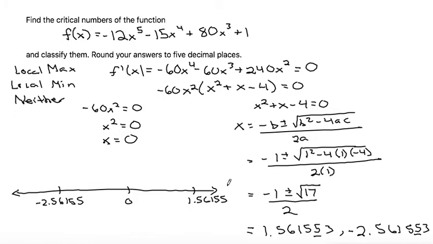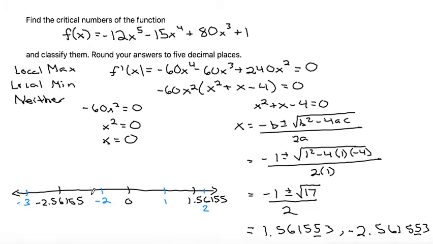So now to figure out whether it's a local max or a local min, we need to figure out what's happening in between these spaces. So let's choose a test point. I'll change the color to show that we're doing a test point. Let's do a test point over here of -3. Let's do a test point here of -2, and here of 1, here of 2.